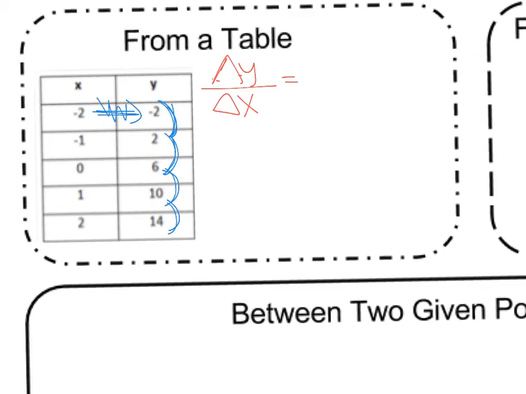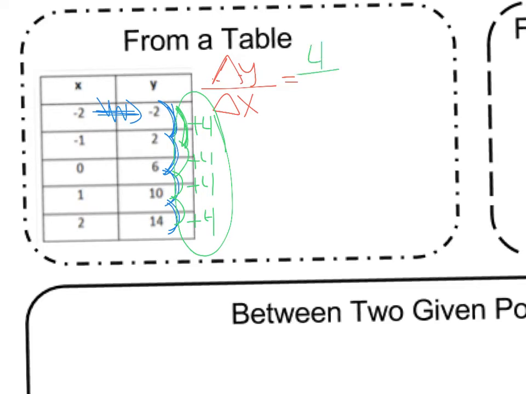So from -2 to 2, that's a change of going up 4. From 2 to 6 is 4. From 6 to 10 is 4. From 10 to 14 is 4. This tells us that we so far are on a path of constant rate of change. So the change in Y consistently is +4.